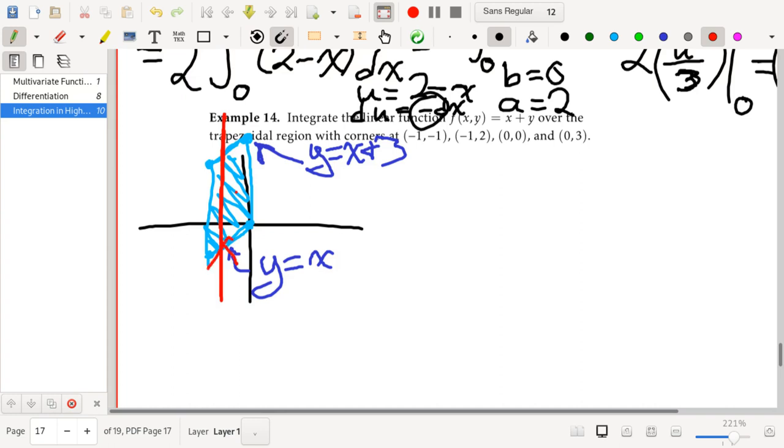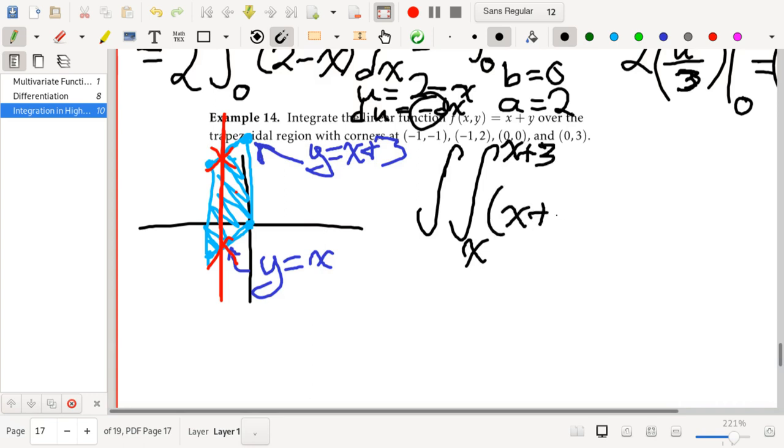Basically, everything works out great. We just have to integrate from y equals x to y equals x plus 3. So we're going to fix our x first, which means that we integrate from y equals x to y equals x plus 3. So y is what's varying. So we have x plus y dy. Here's a little tip: the variables that show up in the integrand should not be the variable that's written for the d, so those should be two different variables. And then x is going to range from negative 1 to 0.